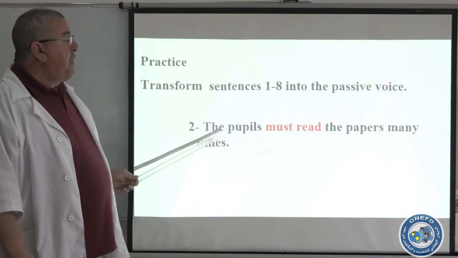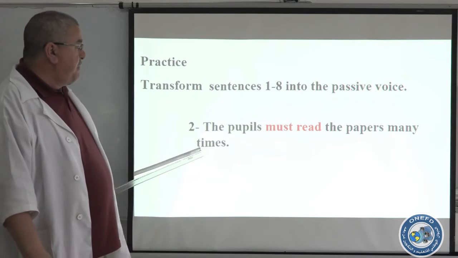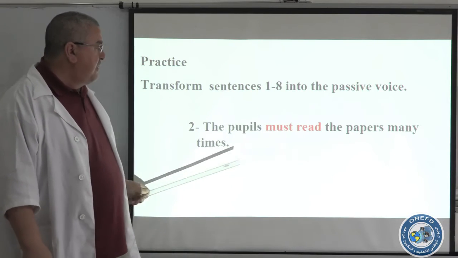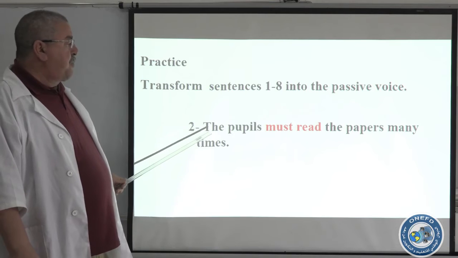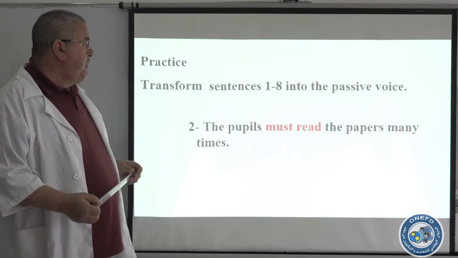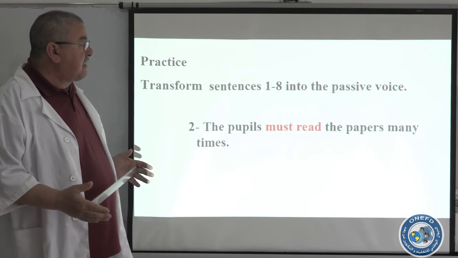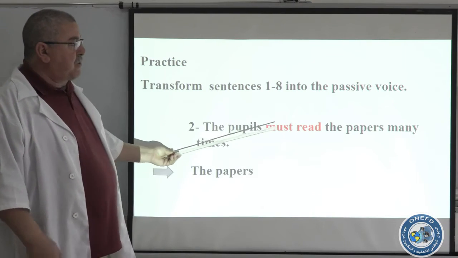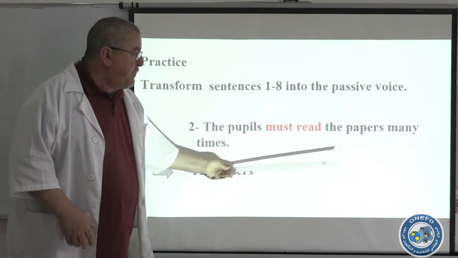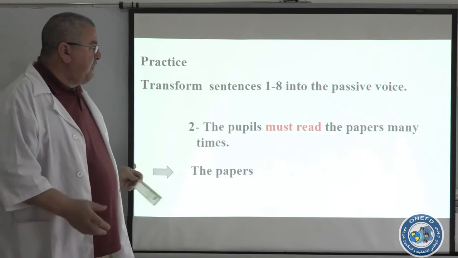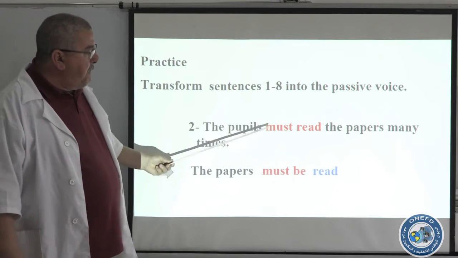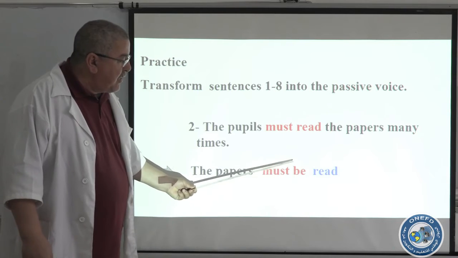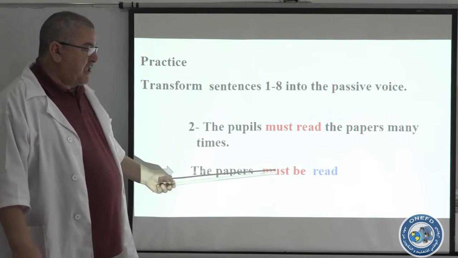The pupils must read the papers many times. You see here we introduce the modal must. It's important. The pupils must read the papers many times. So where is the object? The object complement is the papers. The pupils must read what? They must read the papers. So the papers, what about the verb? Must be here. You see, the be here is the auxiliary to be. The papers must be read.